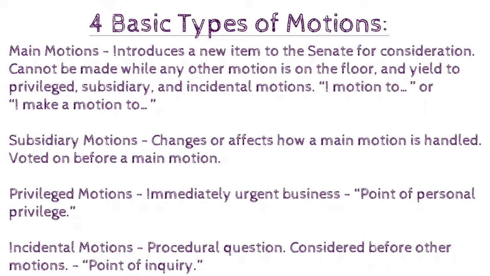Subsidiary motions change or affect how a main motion is handled. These are voted on before a main motion. Privileged motions are immediately urgent business. Requesting a point of personal privilege is a privileged motion. Senators should do that when they need to leave the room. Incidental motions are a procedural question, considered before other motions. Senators will do this when they need to ask a question, and they will preface their question with saying, "Points of inquiry."